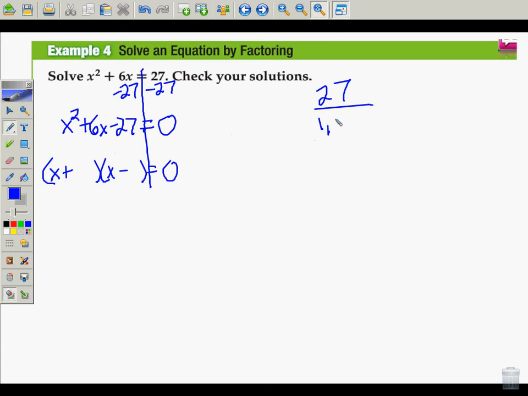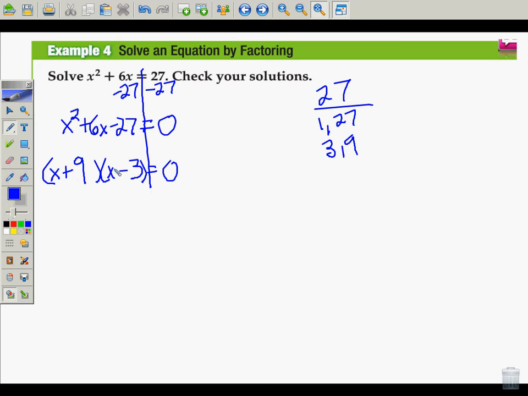Well, I have 1 and 27 and 3 and 9. 27 and 1 don't work when I try plugging them in. If I plug in positive 9 minus 3, 9 times negative 3 gives me my negative 27. Positive 9 minus 3 gives me my 6x. So that's my answer for factoring it. This is what I would get, x plus 9 times the quantity of x minus 3.